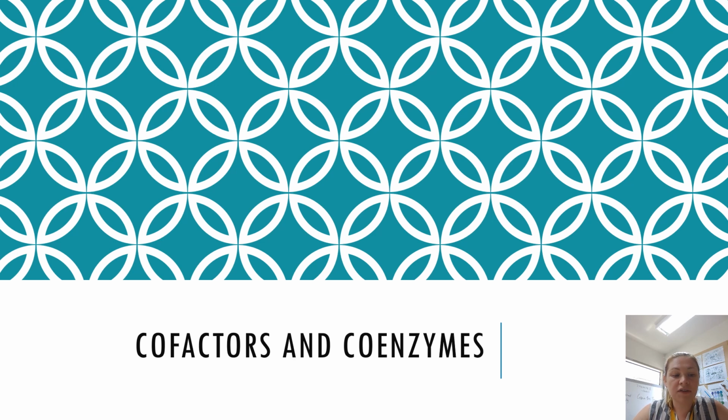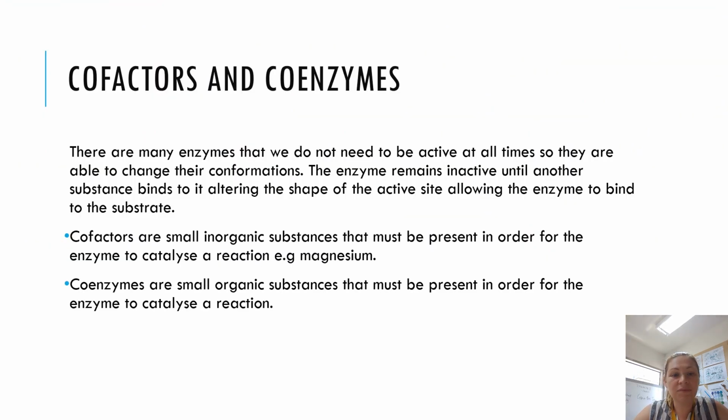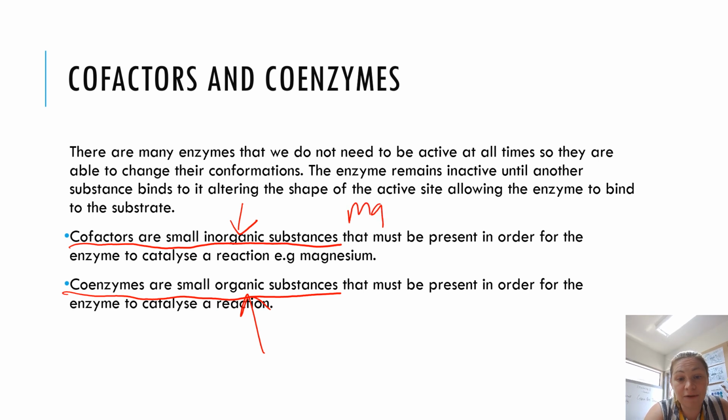Cofactors and coenzymes. This next slide provides you with a little bit of an overview and application of enzymes. Enzymes sometimes require cofactors or coenzymes in order to function properly. Cofactors are small inorganic substances that must be present in order for the enzyme to work and catalyze the reaction. A coenzyme is a small organic substance that must be present in order for the enzyme to work. Cofactors are inorganic, usually ions like magnesium. Coenzymes are organic substances, and anything organic contains carbon. That's how you know if it's organic or not. If something contains carbon, it's organic. If something doesn't contain carbon, it's inorganic.